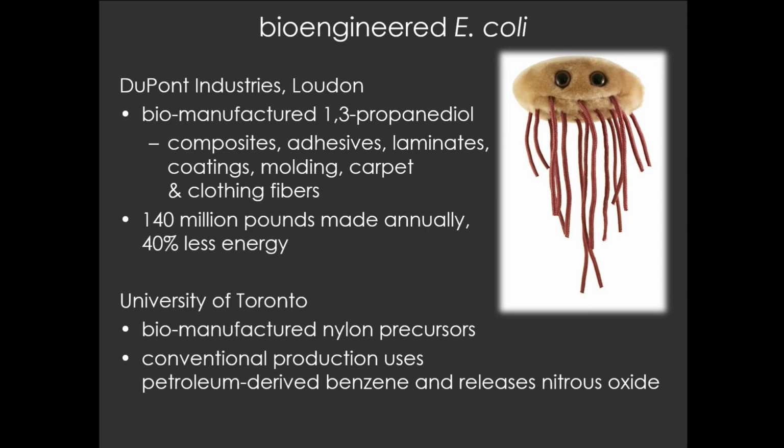Another is the University of Toronto, which has been biomanufacturing nylon precursors utilizing E. coli, which isn't so much a benefit because of the energy that it saves, but because of the toxic waste that is typically produced during the production of nylon precursors. Conventional production uses petroleum-derived benzene and releases nitrous oxide into the environment, which you might remember from previous lecture is a carcinogen. So just a little shout out there to our friend E. coli.